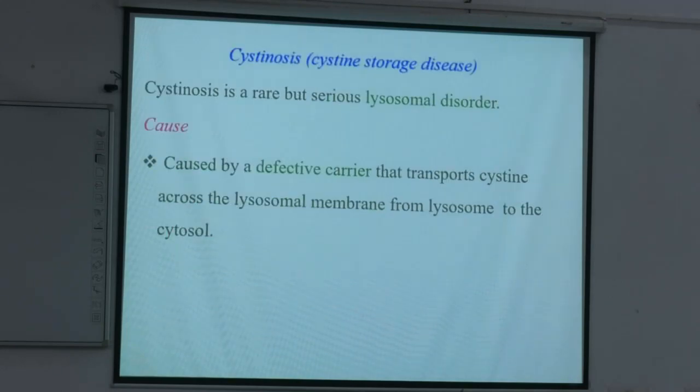Okay. Now cystinosis. This is the second one. It is a lysosomal disorder. First one is cystinuria, second one is cystinosis, a lysosomal disorder. It causes a defective carrier that transports cysteine across the lysosomal membrane from the lysosomes to the cytosol.